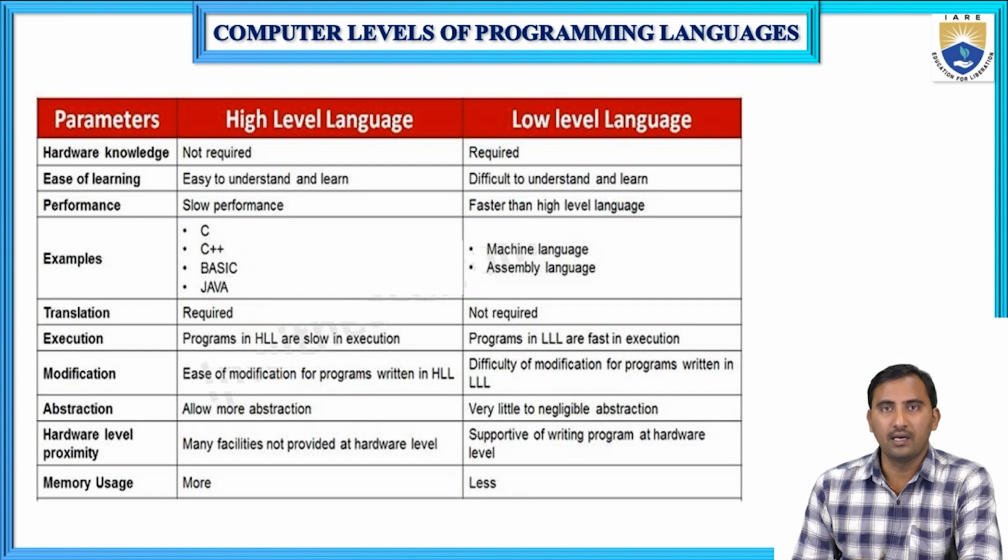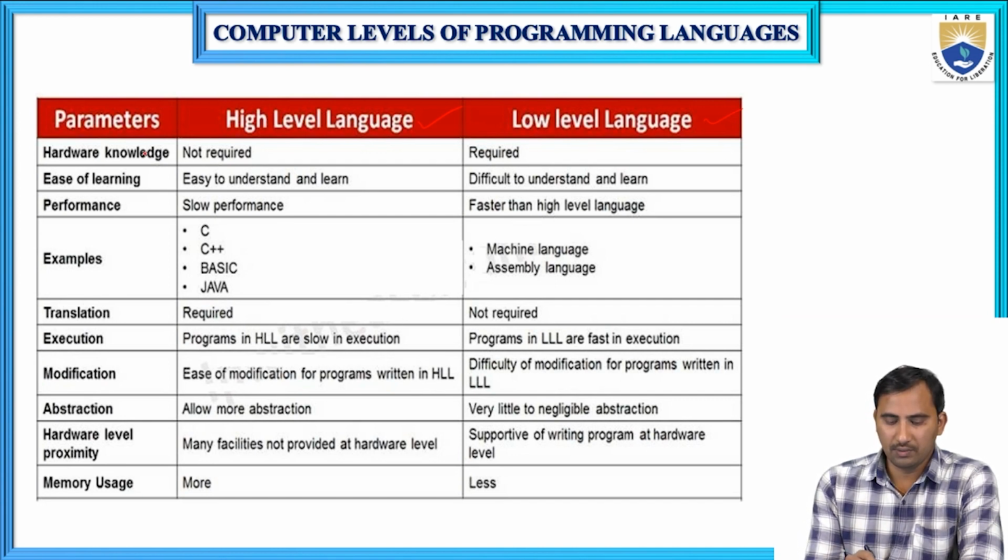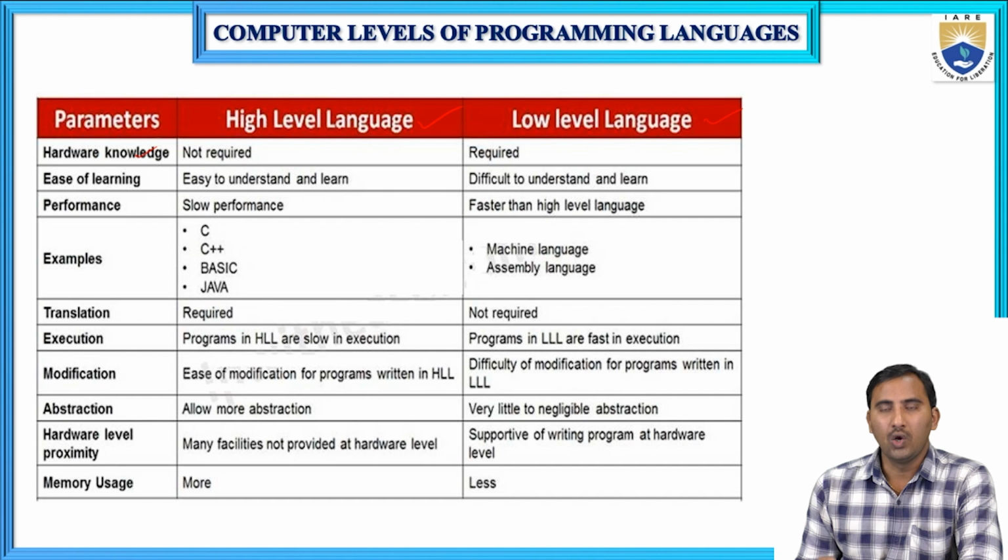So now we will see the difference between the high level language and the low level language. We have already seen what a high level language and a low level language are. So we are comparing the high level language with the low level language. The high level language has a high level of abstraction, and similarly the low level language has a low level of abstraction. So the first one is hardware knowledge.